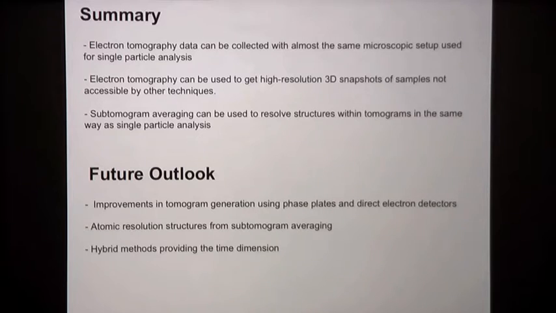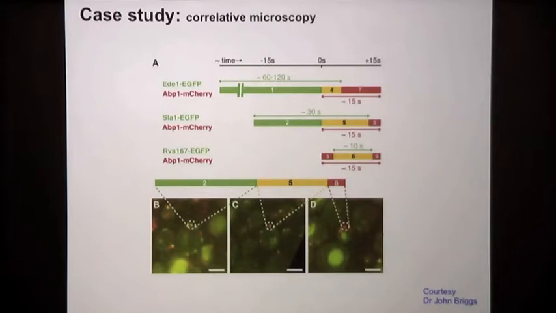Subtomogram averaging is a comparatively new field when you compare it to single particle analysis. There are many exciting developments happening in tomography, as well as in single particle analysis and subtomogram averaging. So I'm going to present two studies that were published recently, which I think are quite exciting. The first of these is a study using a hybrid light microscopy and electron microscopy technique. The authors wanted to study endocytosis in yeast. This is a dynamic process, which is very difficult to study.